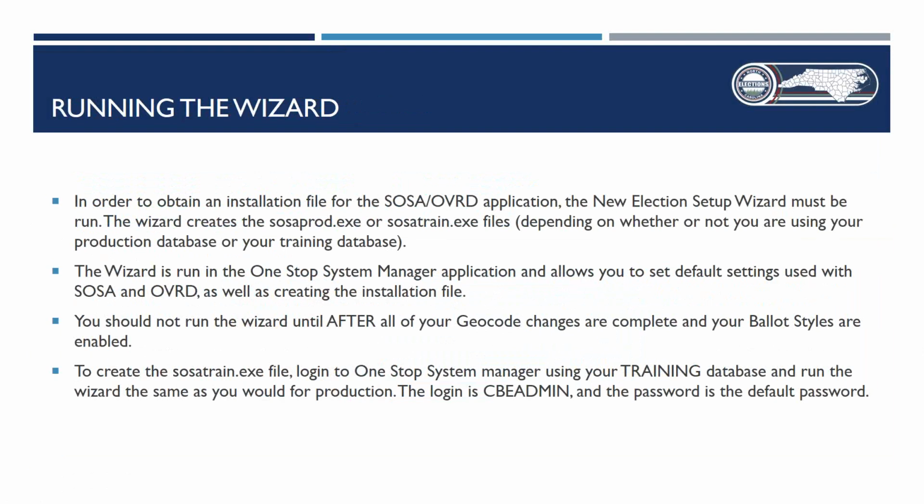So if you need to install training, to train your poll workers and things like that, you still use One-Stop System Manager, but you're going to change the database you're logging into to training instead of production. When you log into the training database, the username is CBE admin, and the default password, which everyone should be familiar with. If you're not, just put in a help desk ticket and we'll help you out. But you won't be able to log into training mode using your normal SEAMS login, so just bear that in mind.